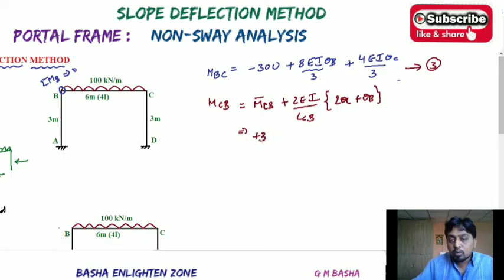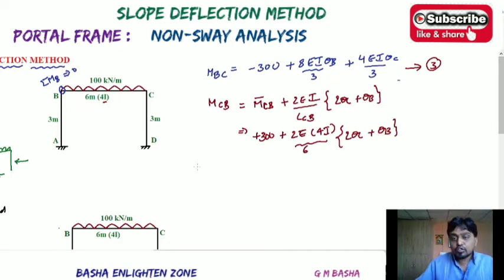That one will be equal to 300 plus 2E, and what is the I value? That value will be equal to 4I. And what is the length of this span? That one will be equal to around 6 meters into 2 theta C plus theta B. If you simplify this one, how much you will get? So you will cancel this one 1 time and 3 time.